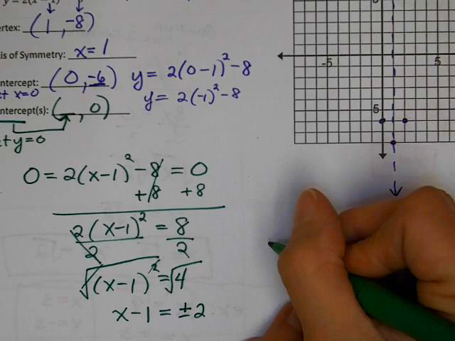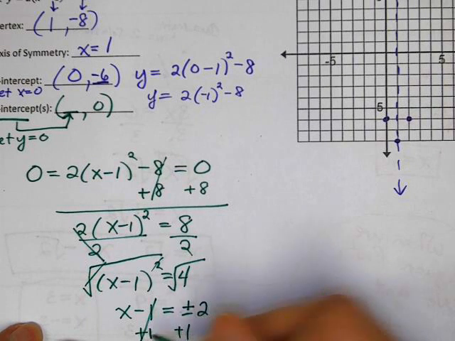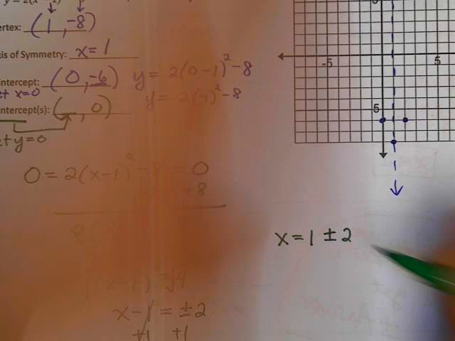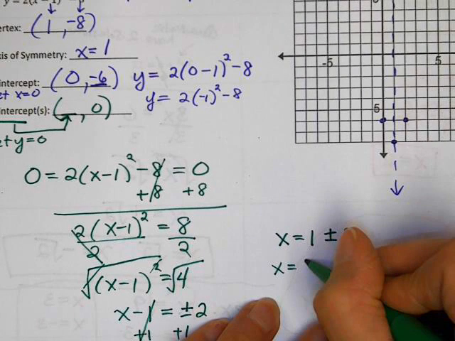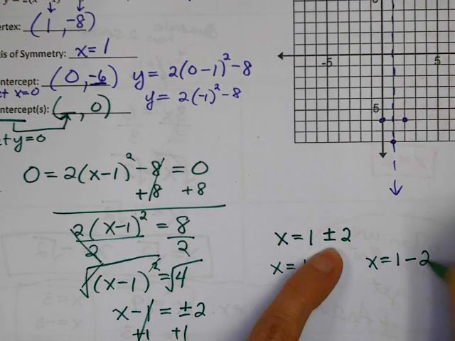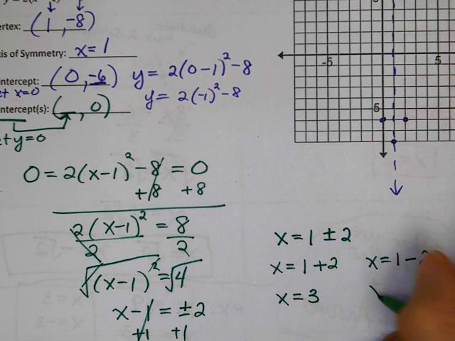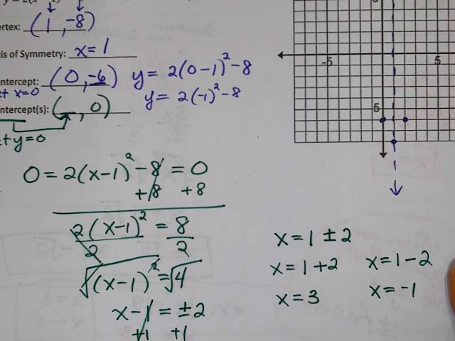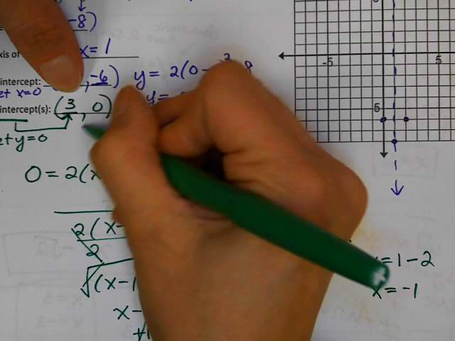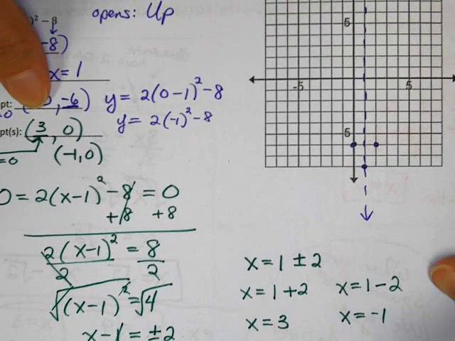Okay, so we're ending up with two solutions here. Let's add 1 and add 1. Okay, so we've got x equals 1 plus or minus 2. So x is 1 plus 2, and then the other answer is 1 minus 2. So it looks like I'm getting the two answers, 3 and negative 1. All right, so over here on my answer line, one of the answers was 3, 0, but there's another point, negative 1, 0.